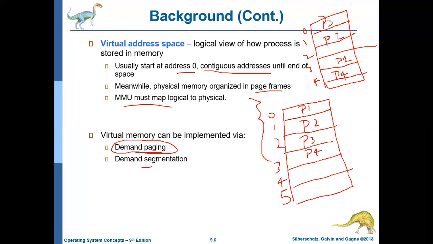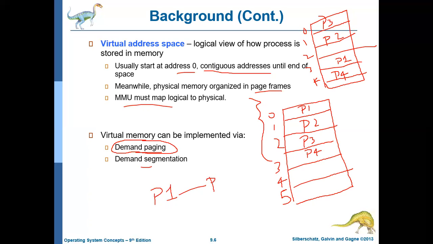But with paging, whenever a process is loaded, the entire process, that is, all its pages, will be loaded into the logical memory and obviously into the physical memory. With demand paging, initially we will not load the entire process into the main memory. We will load only a few pages. Say a particular process contains 100 pages, P1 to P100.